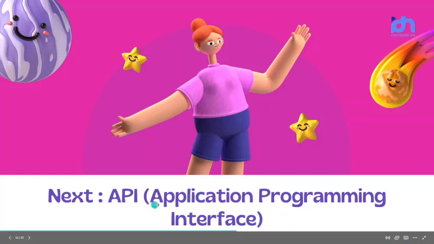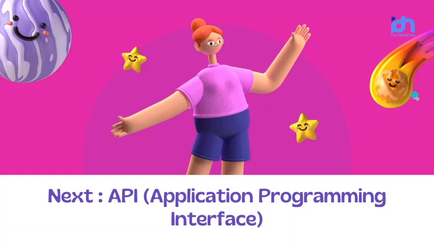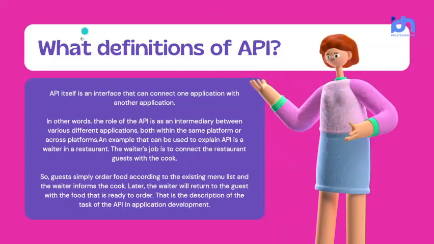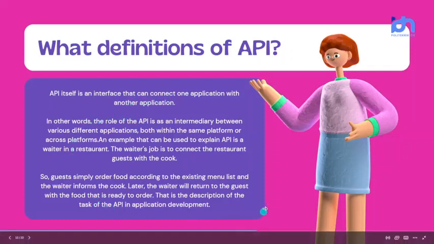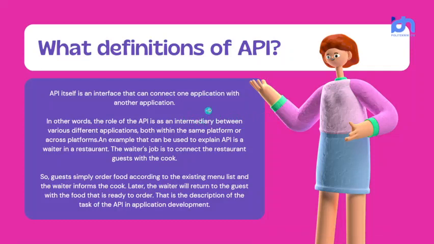API is application programming interface. Next, the definition: API itself is an interface that can connect one application with another application. Okay, and you can read this by pausing the video. So I will go next.